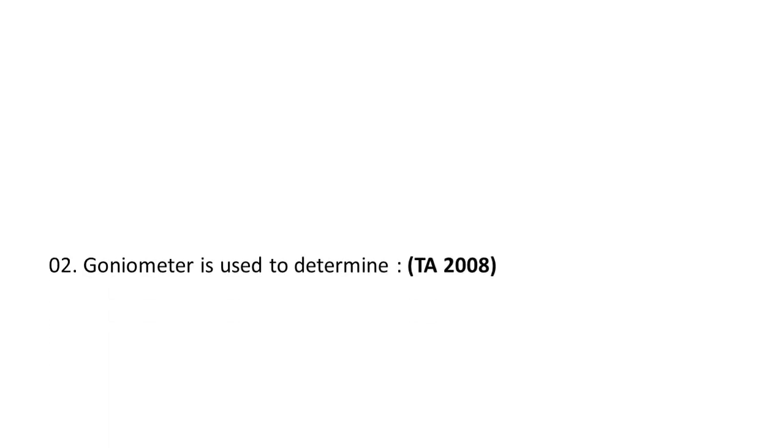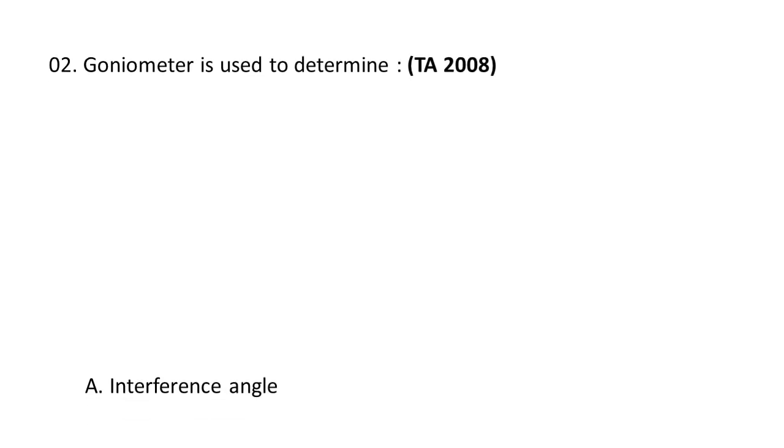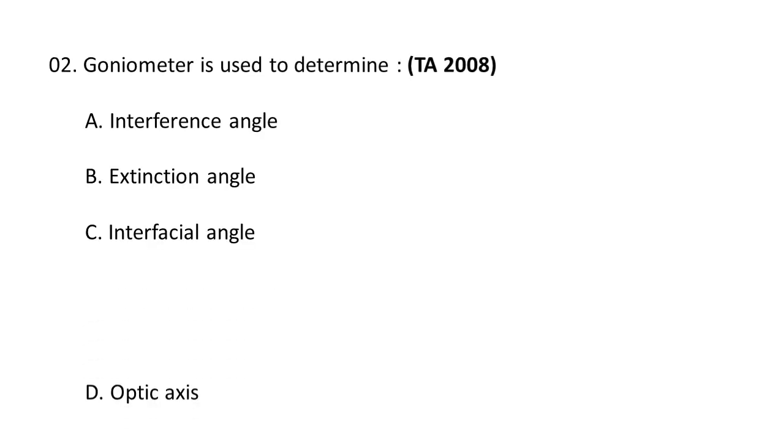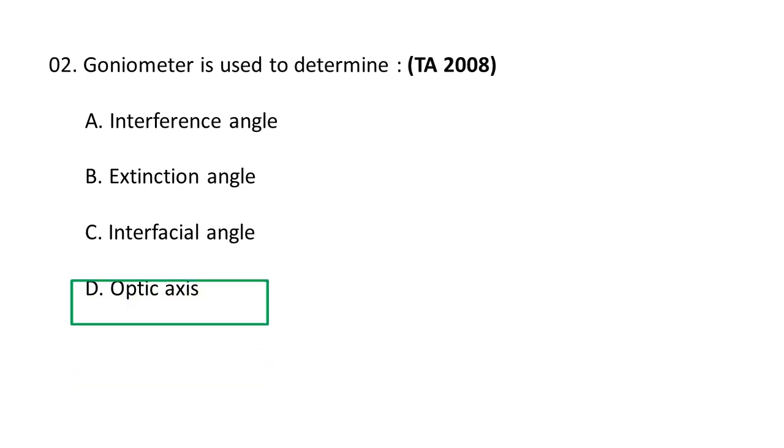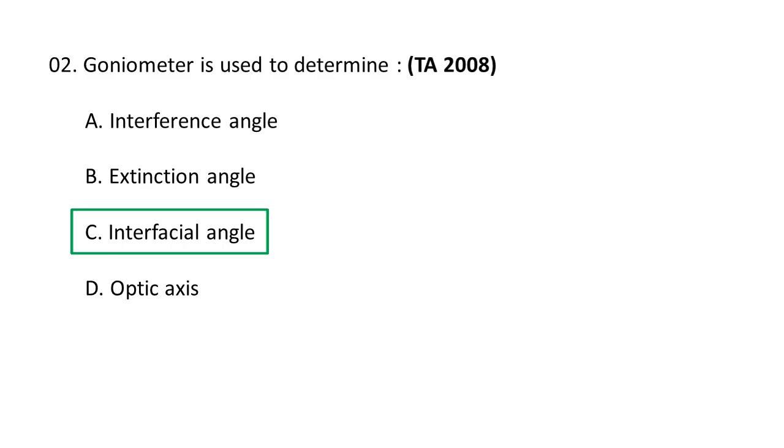Next question. Goniometer is used to determine, the choices are A interference angle, B extinction angle, C interfacial angle, D optic axis. Goniometer is used to determine interfacial angle. A goniometer is an instrument used to measure the angles or rotate objects to a precise angular position. So C interfacial angle is the correct option.